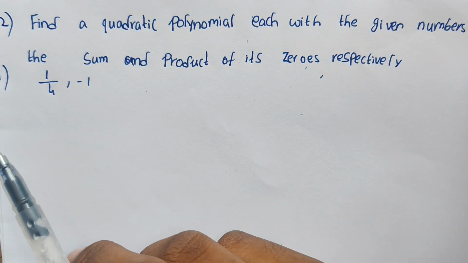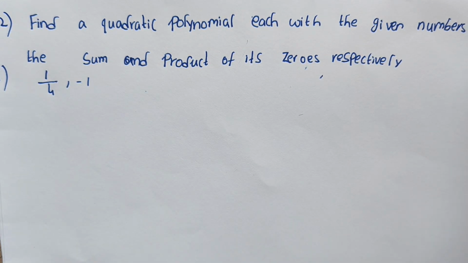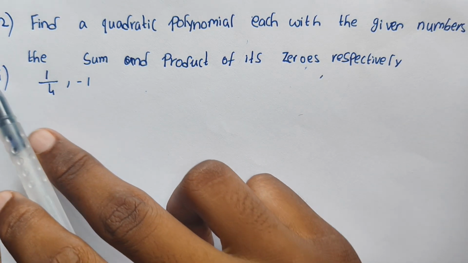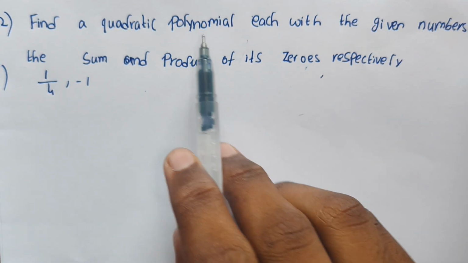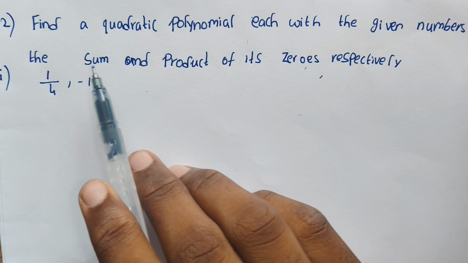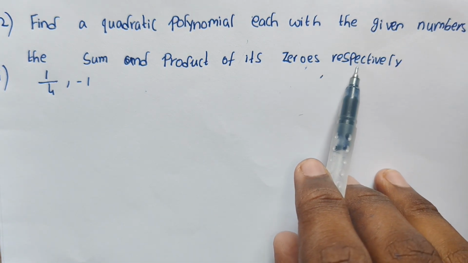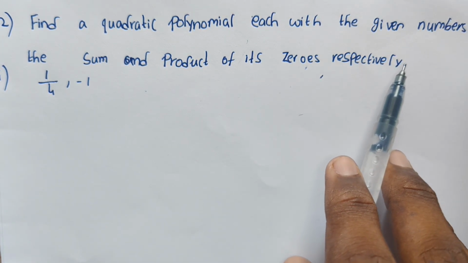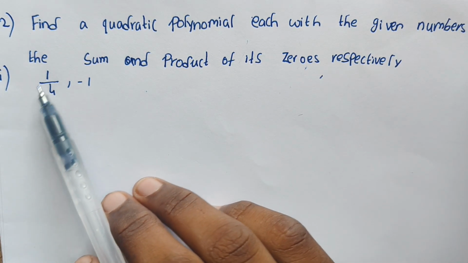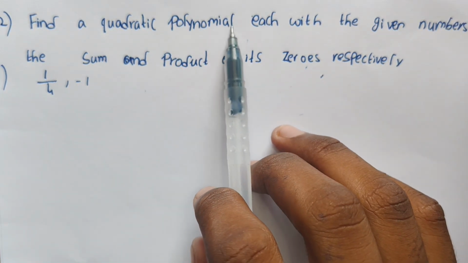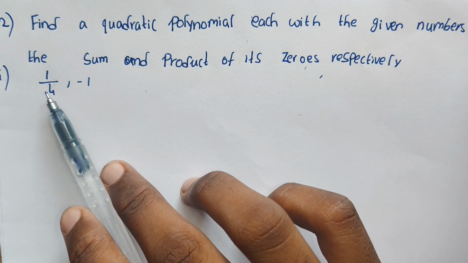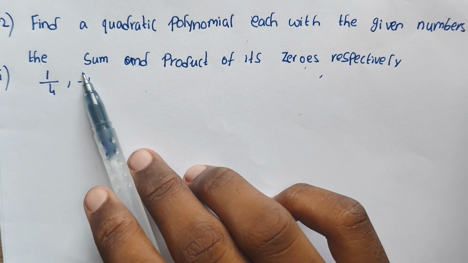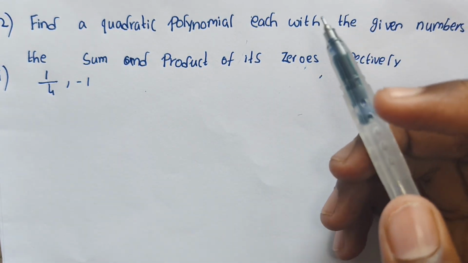Hi friends, in this video I am going to explain the second question in exercise 2.2 of chapter 2, polynomials, from class 10. Here the question is: find a quadratic polynomial, each with the given numbers as the sum and product of its zeros respectively. In this problem we want to find the quadratic polynomials. Here in the question the numbers given are the sum and the product of its zeros.